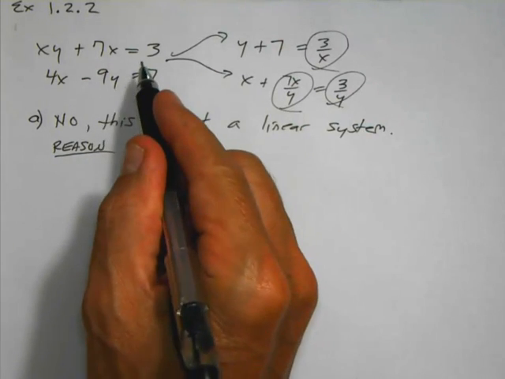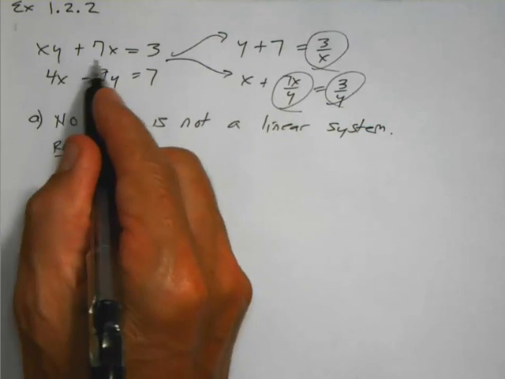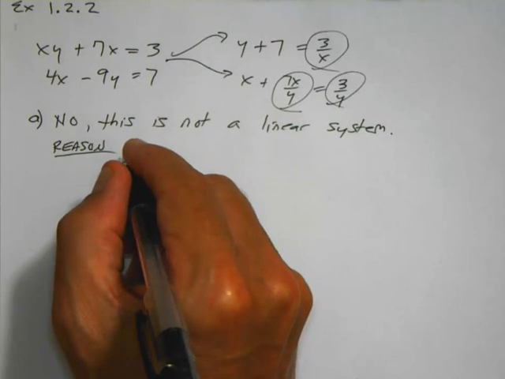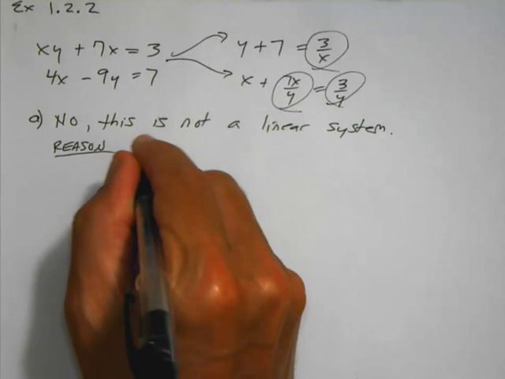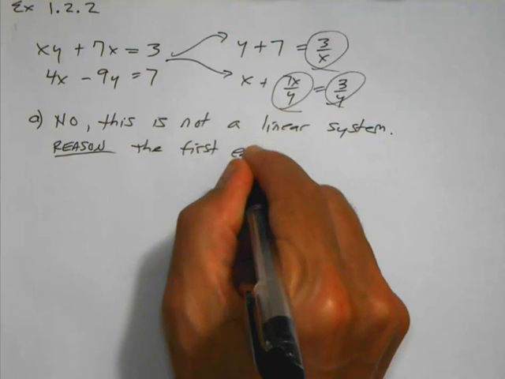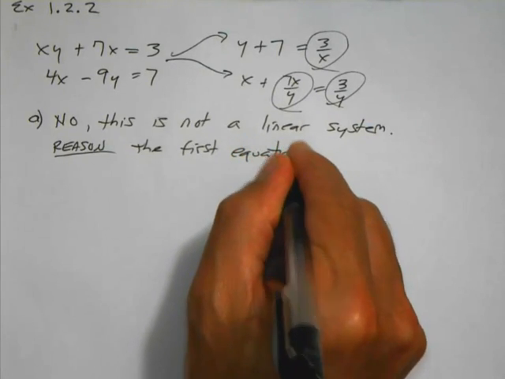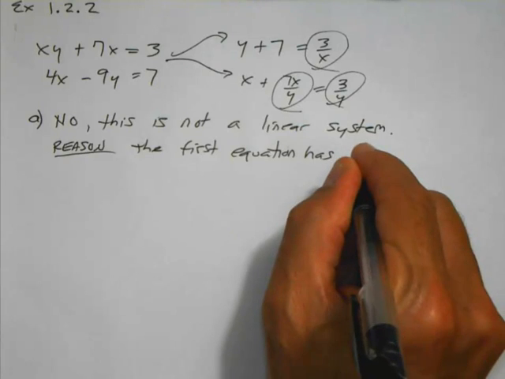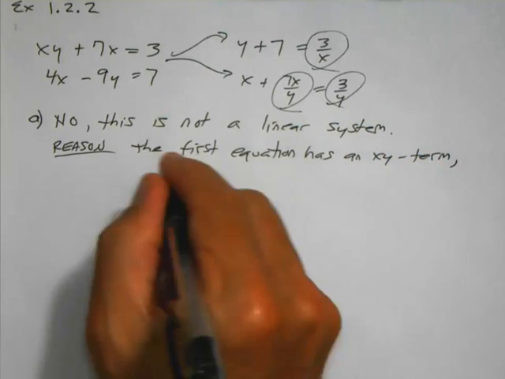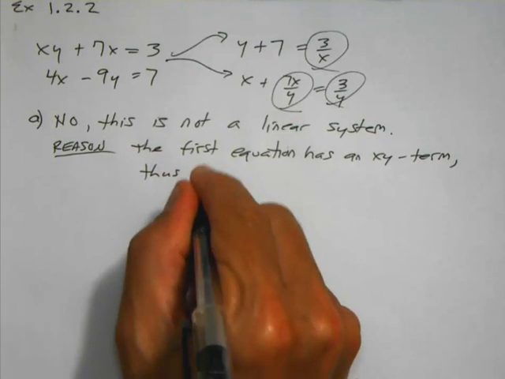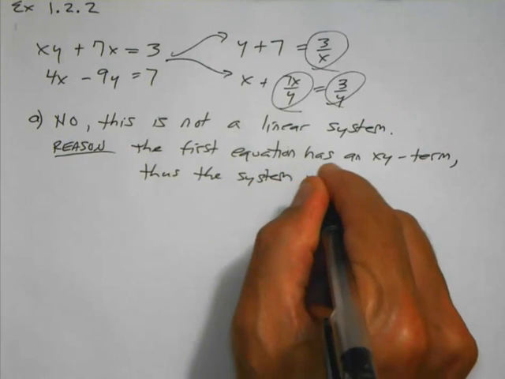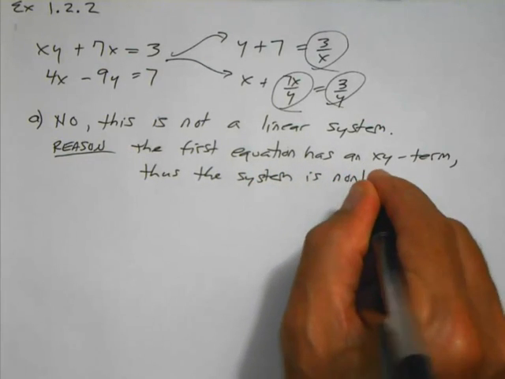Well, we can basically say that the first equation has an xy term in it. That is what really defeated this as far as being linear. So the first equation has an xy term. Thus, the system is nonlinear.